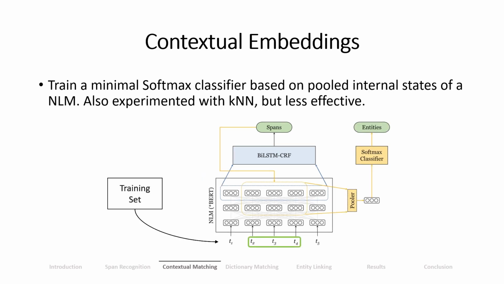Moving on to our matching methods. Here, focusing on contextual embeddings, we employ the same language model used for span recognition, but now to train a classifier that predicts concept labels from contextual embeddings. Since our training dataset provides us with gold spans, we don't require predicted spans during this step. Based on our previous work on word sense disambiguation, we use a pooling procedure combining information from different layers of the NLM to represent our contextual embeddings. We also experimented with using nearest neighbors, but found that a lightweight softmax classifier worked better.